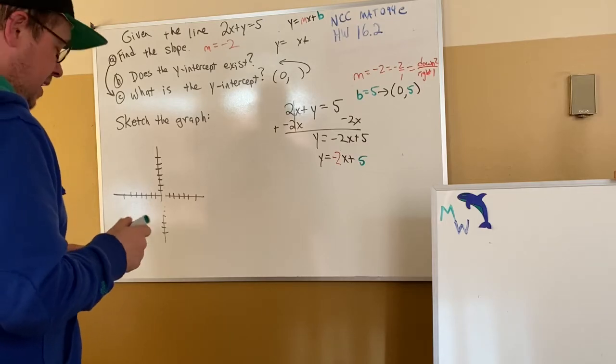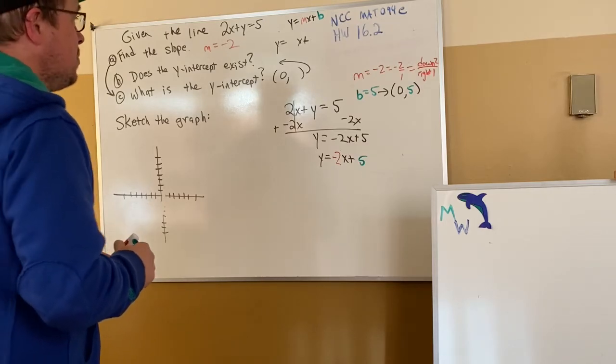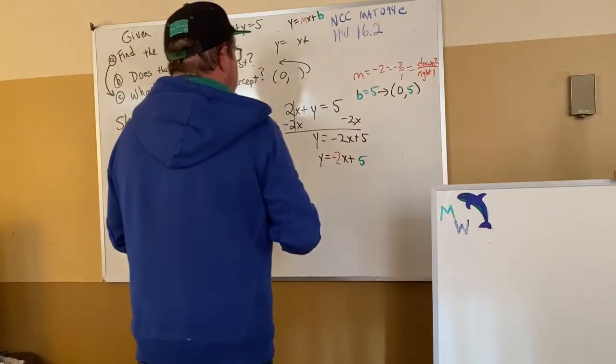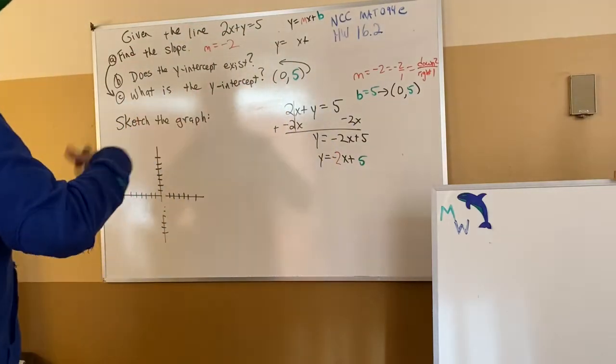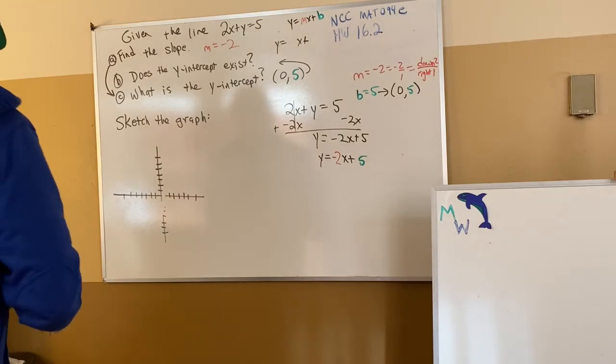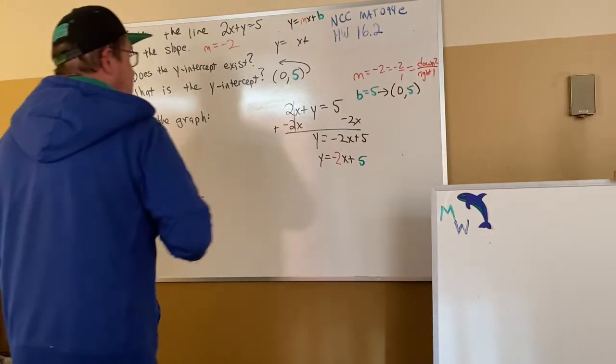That's my slope after I isolated y, not just grabbing whatever's sitting in front of x, but isolating y and then getting that going on. What's b? B is 5. What does that mean? My intercept is (0, 5). I've got to give him the whole thing: the parentheses, the comma, the 0 in front. Now, does it exist? I just found it, so yes, it exists.